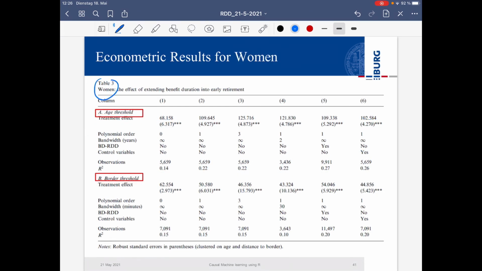And yes, if we look at women, doing the same analysis, after controlling for variables we end up with a causal effect of 102 weeks, which is highly significant, much more than the effect on men.